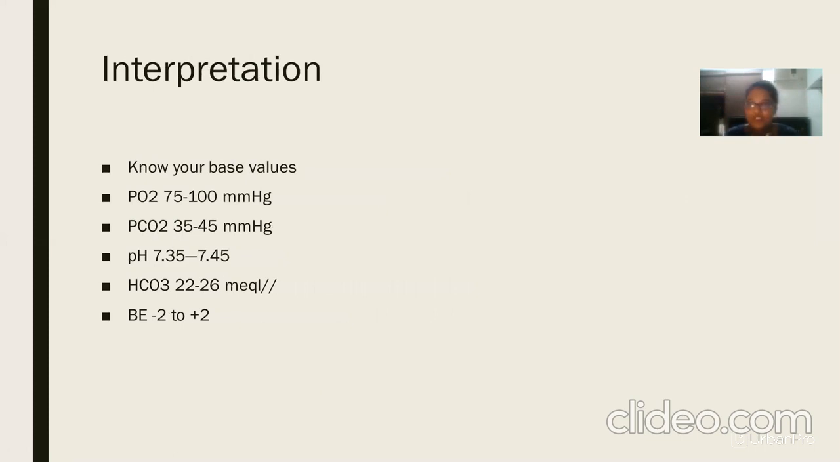So the first step of interpreting your ABG is to know your base values. This is key. Why is this key? Because many times you have the normal range at the side, but you don't have time to see it. It's much simpler when you see the parameters and you know the normal range in your mind.